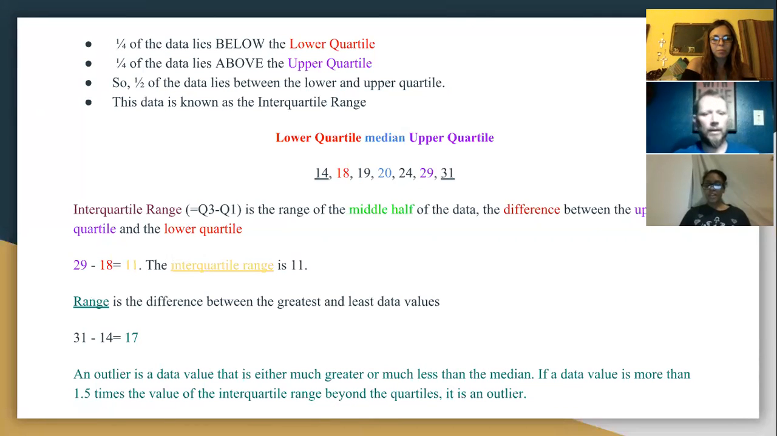The outlier of the data is simply the number that is either much less or much greater than the median. If it's 1.5 times the value of the interquartile range beyond the quartiles, it is an outlier.